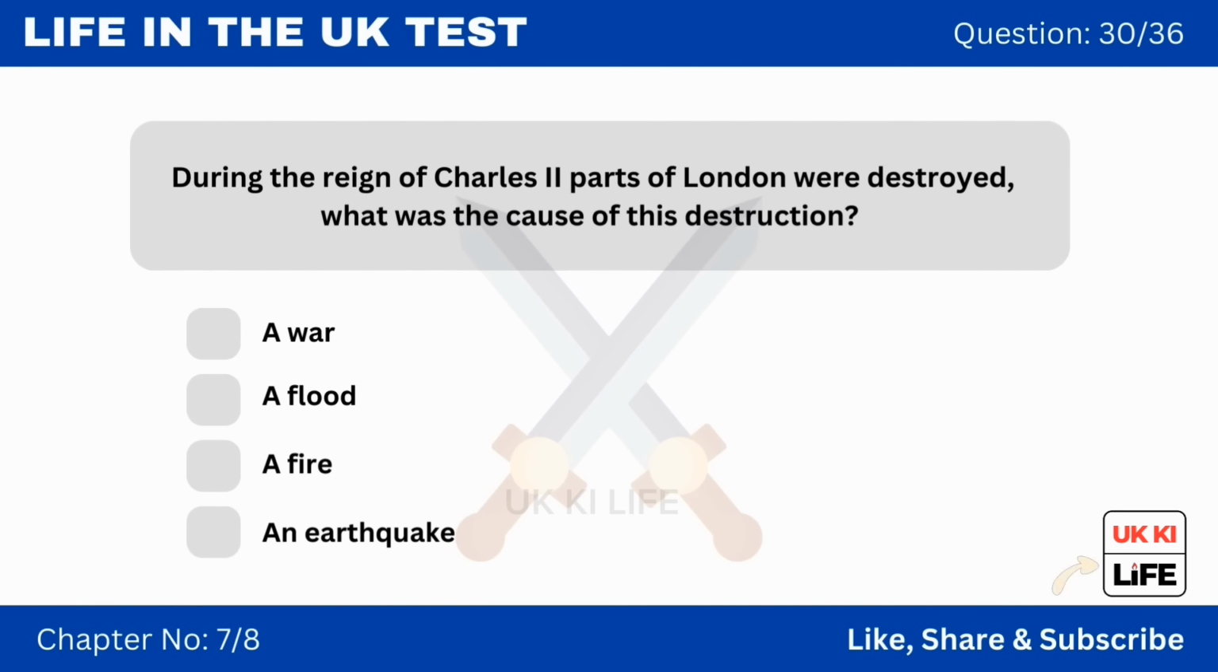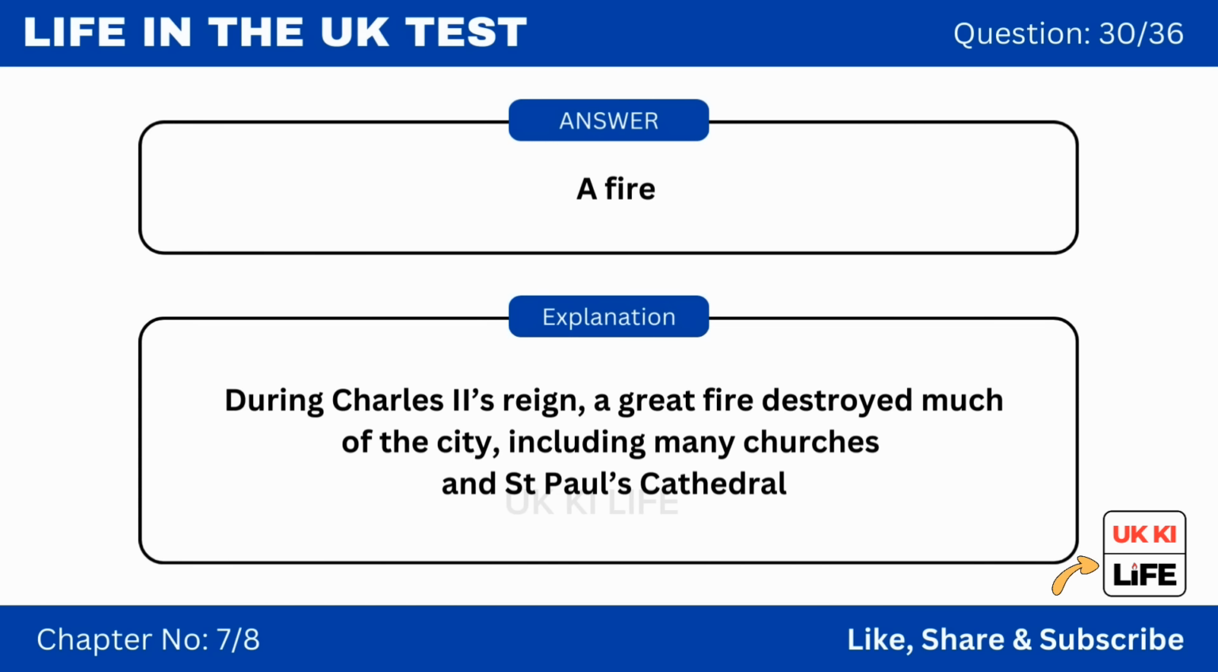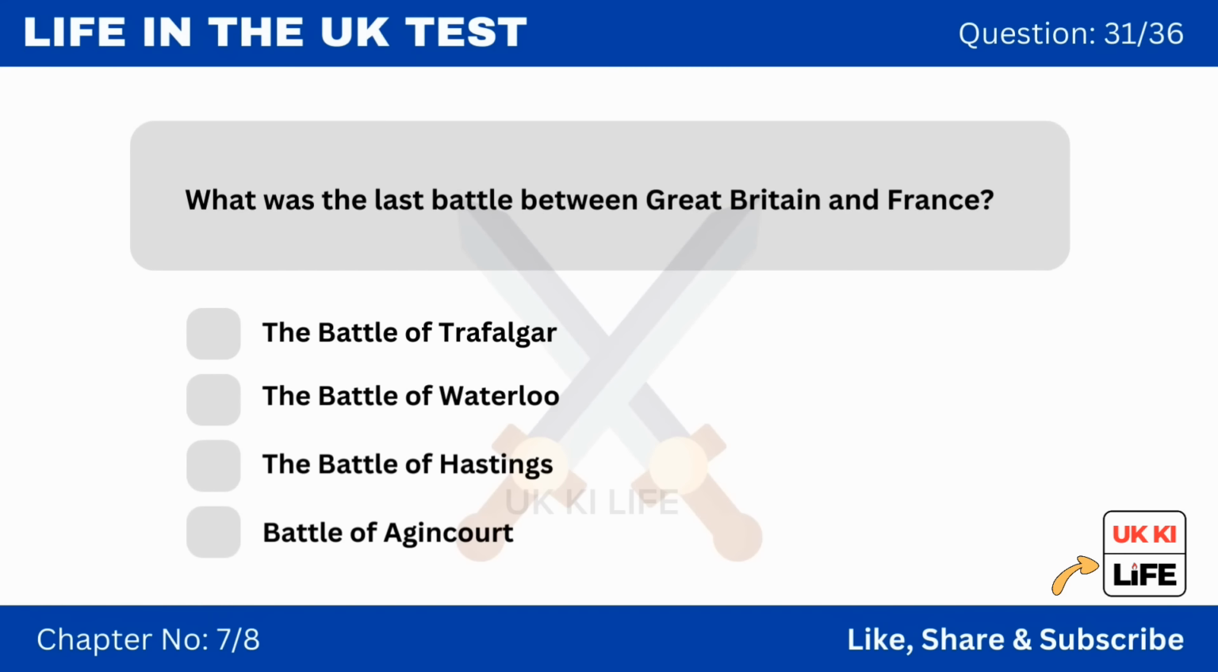The correct option is C. Explanation. During Charles II's reign, a great fire destroyed much of the city, including many churches and St. Paul's Cathedral. Question 31. What was the last battle between Great Britain and France? The Battle of Trafalgar, the Battle of Waterloo, the Battle of Hastings, Battle of Agincourt.